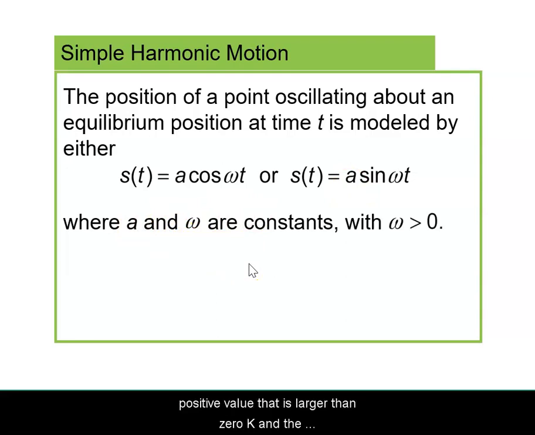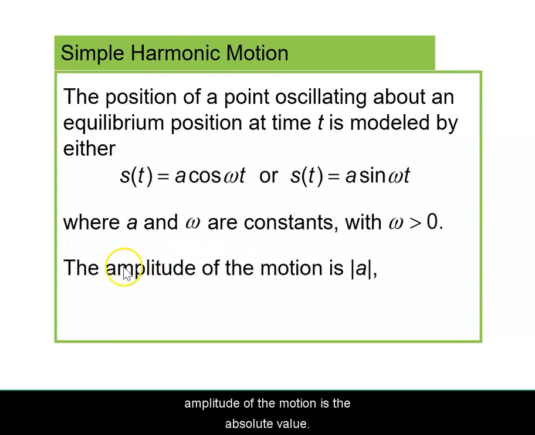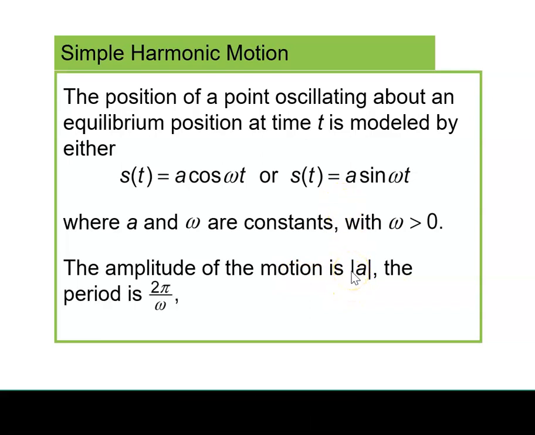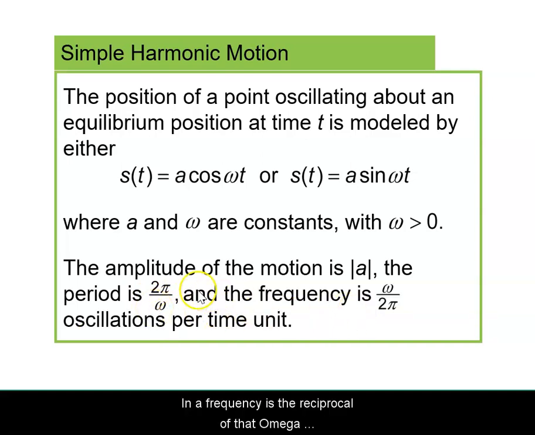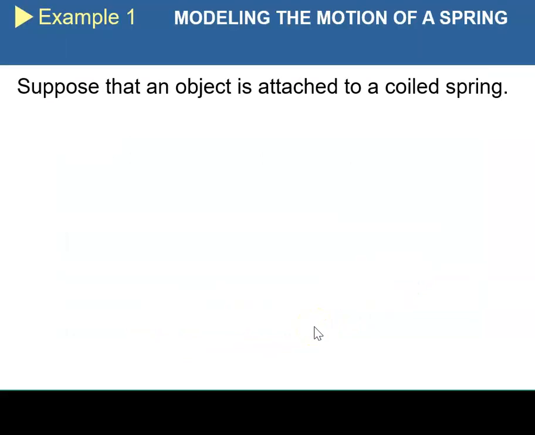Here, omega has to be a positive value that is larger than 0, okay? And the amplitude of the motion is the absolute value of A. And the period is 2 pi divided by omega, okay? And our frequency is the reciprocal of that, omega divided by 2 pi, right? And that's given in oscillations per time unit.